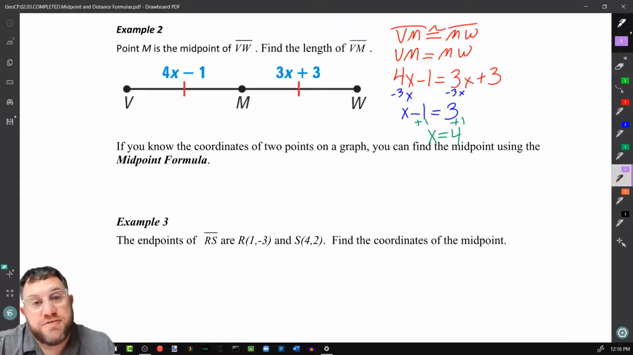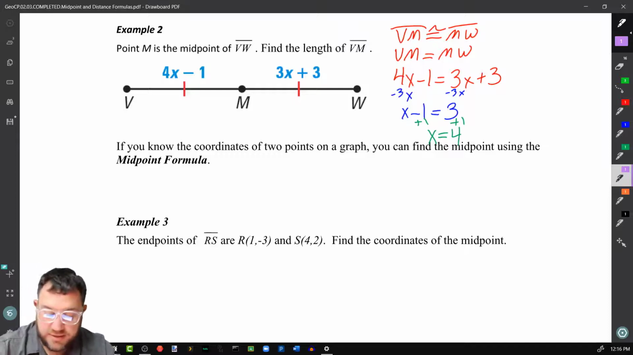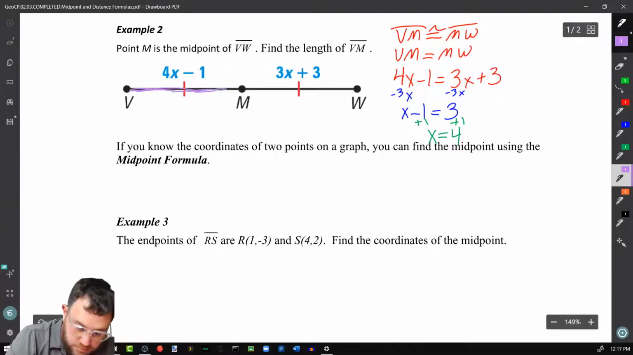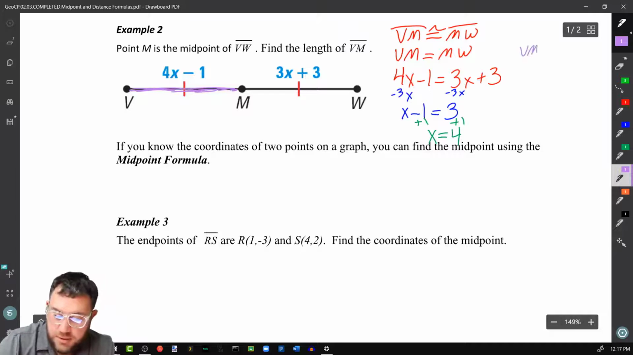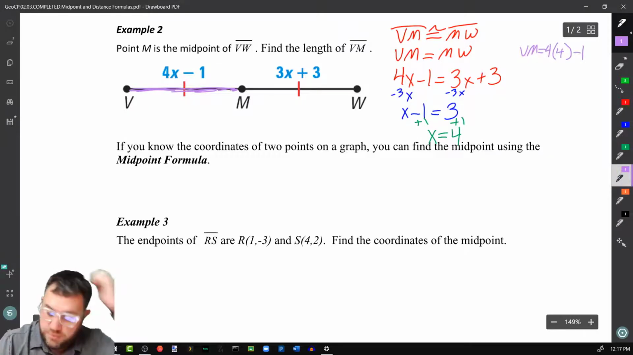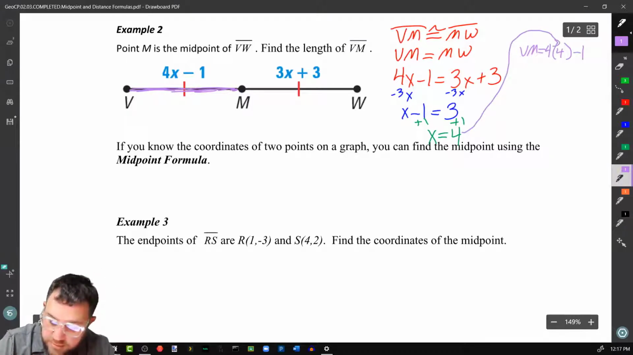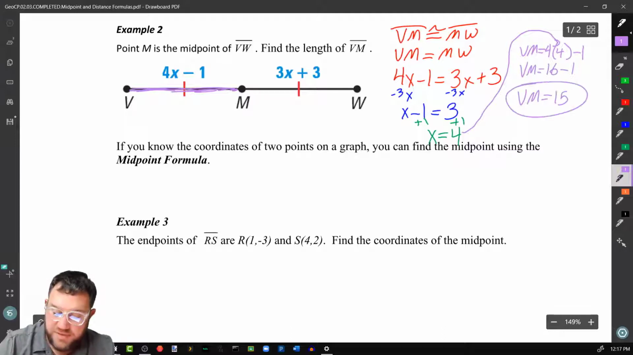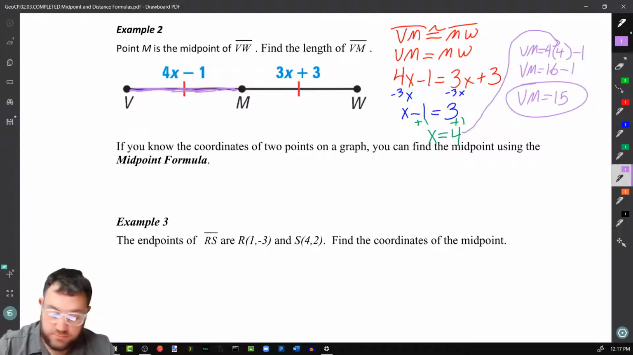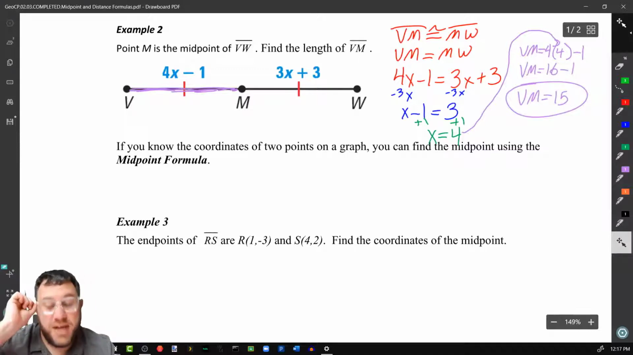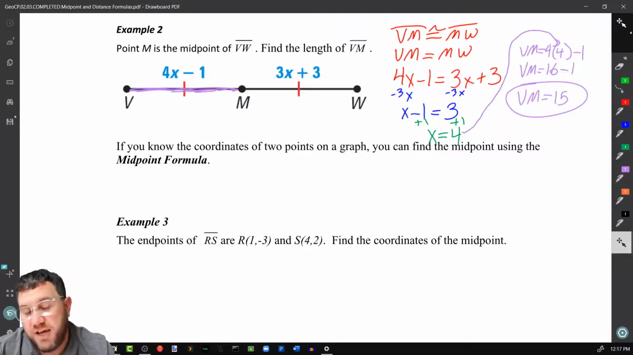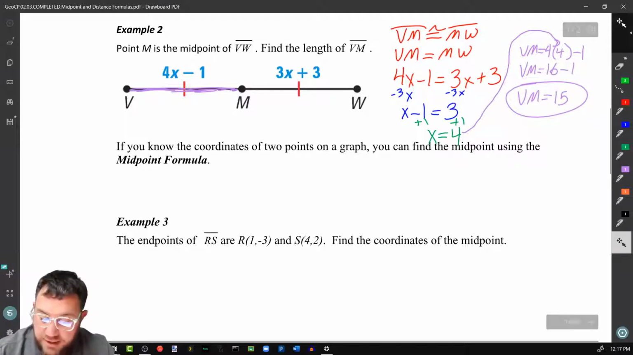It does not ask us for x, though. Make sure you read to see what you need to find. It asks us to find VM, which is this piece. So for VM, this is just where we plug in. It'll be 4 times 4 minus 1. And we plugged 4 in there because that's what x equals. So that will be 16 minus 1. So VM equals 15. So make sure you've checked to see whether you're solving for x or you're actually finding the length of one of the segments.